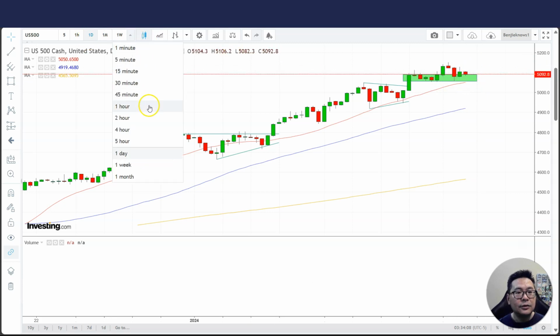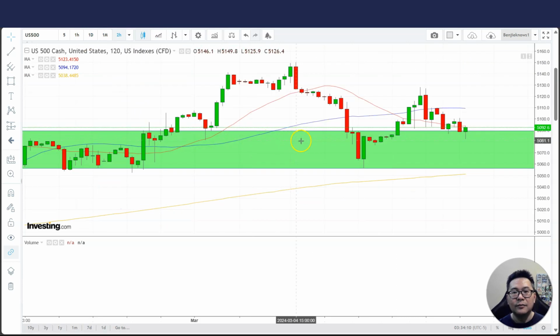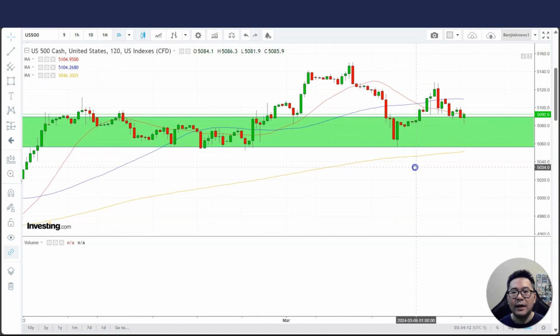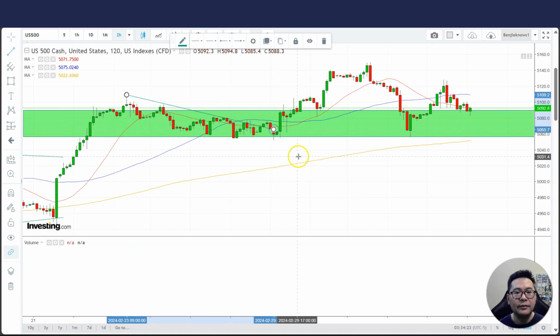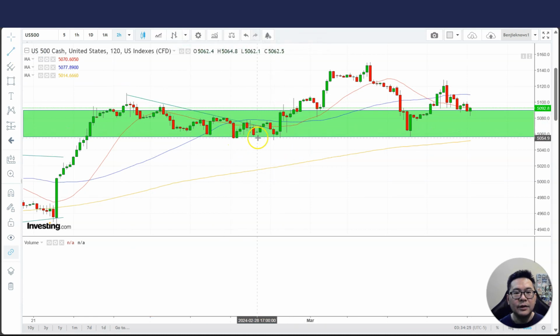Now let us go to the 2-hour chart and see what's really happening. You can see that the support area, okay, the S&P 500 broke out of this downtrend line. There's a triple bottom here, if you can see, and here is a tradable triple bottom where you buy and ride it higher for a short trade with stop loss here.